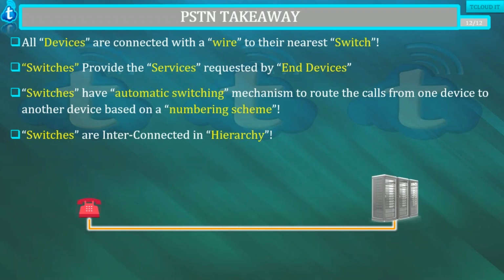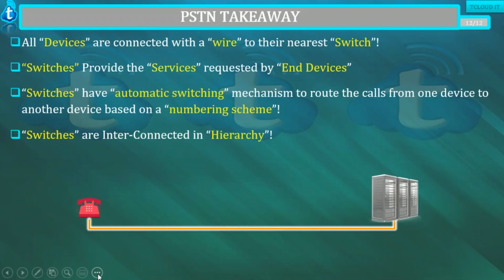Switches have an automatic switching mechanism to route the calls from one device to another device based on a common numbering scheme, based on some numbers. Every device will have a unique number so that you can make a connection from one device to another. Switches are always interconnected with one another in a hierarchy. Switches won't be directly connected to other end user switches. They would be connected in a hierarchy, as we have studied in one of the previous slides. Village exchanges connected to mandal exchanges connected to district, etc.